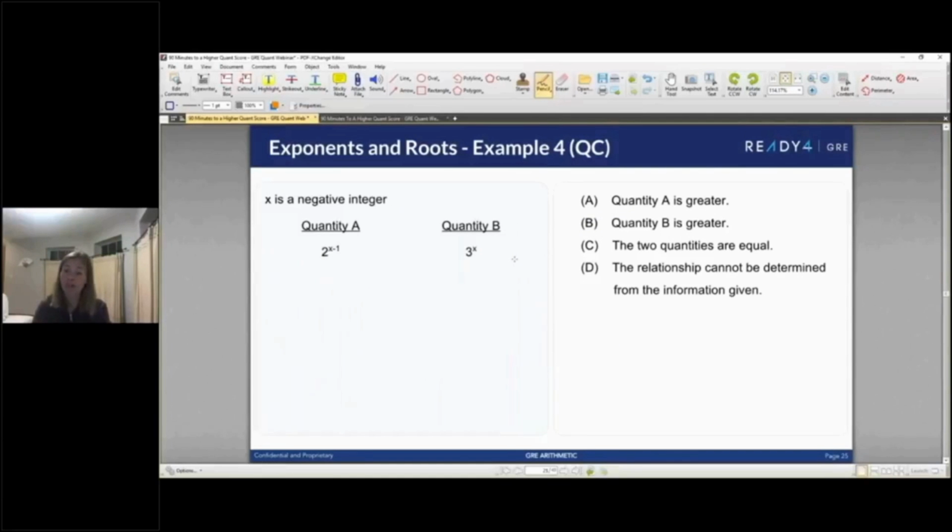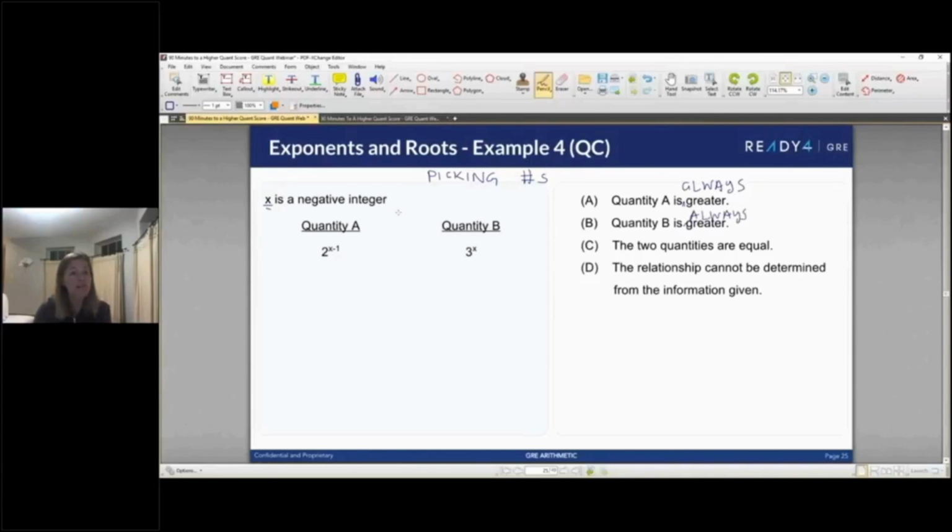Okay, cool. So now we have a quantitative comparison. For this one, I think of this as being a great example of a picking numbers problem. When I say a picking numbers problem, what I mean is it's one where you're just going to pick some values for x and see what happens, okay? So remember, you're comparing quantity A and quantity B. And in these problems, there's a hidden always in here, okay? A is correct if quantity A is always bigger, no matter what x is. B is correct if quantity B is always greater, no matter what you pick for x, okay?